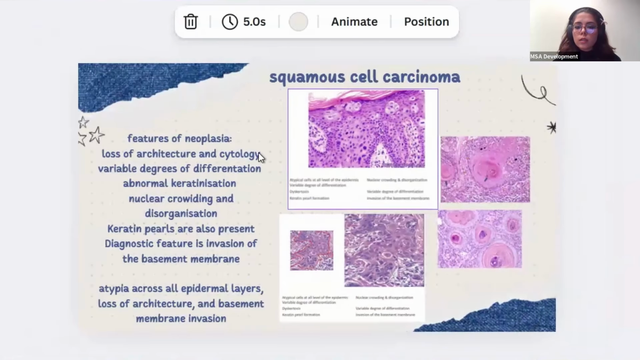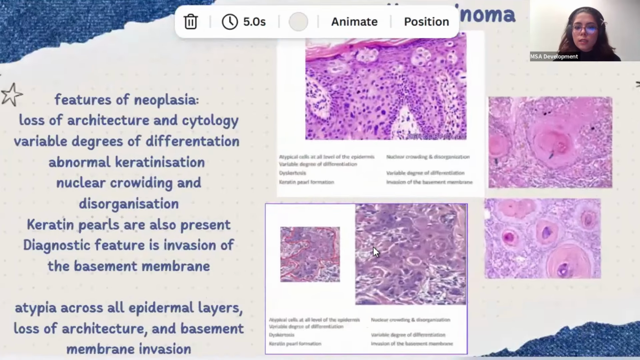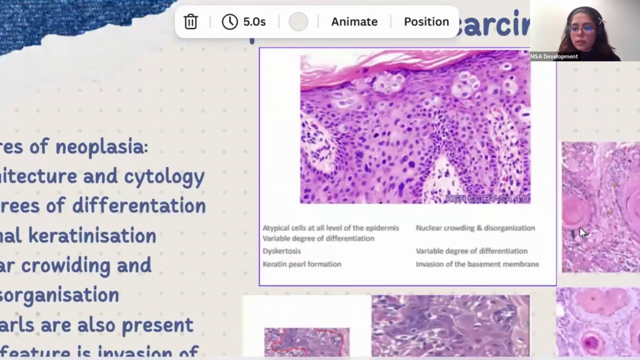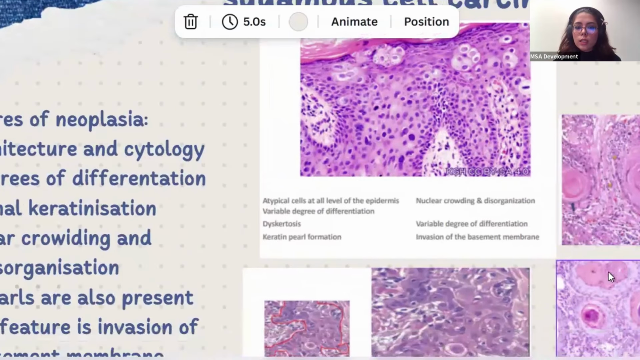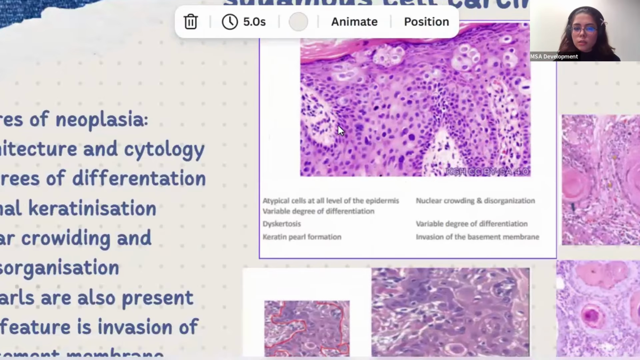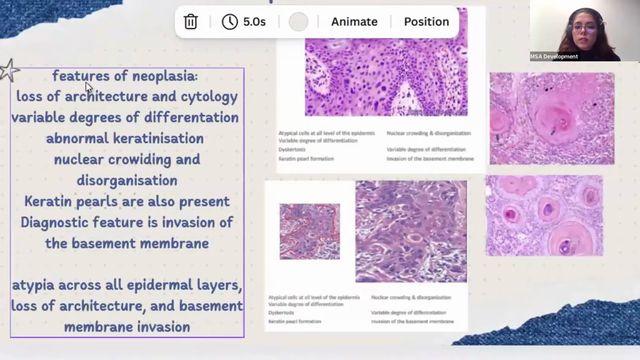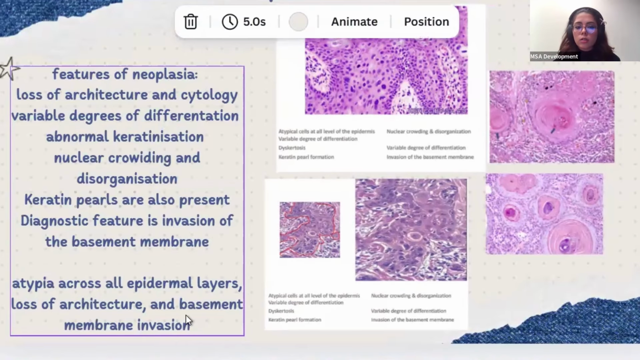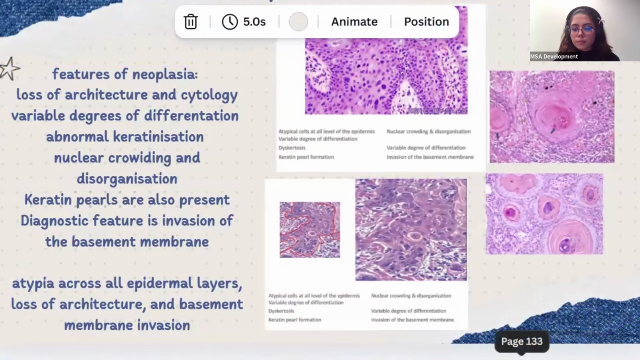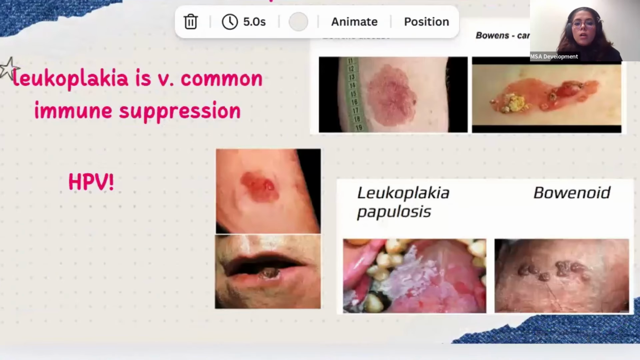Okay, squamous cell carcinoma, this is what it looks like. Here you can see the keratin pearl. This is where you can see the keratin pearls. The cell architecture is just weird, okay? Features of neoplasia: loss of architecture, cytology, variable degrees of differentiation, nuclear crowding, abnormal keratinization. Keratin pearls are also present. There's atypia across all the epidermal layers.